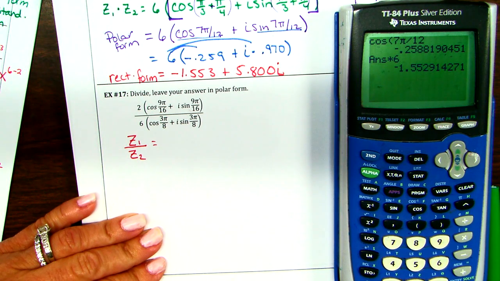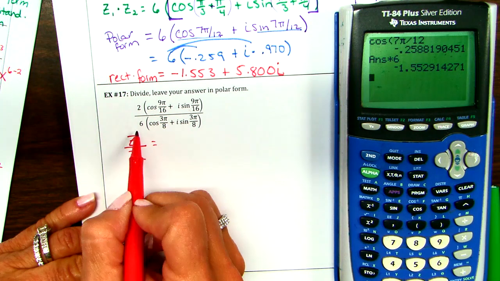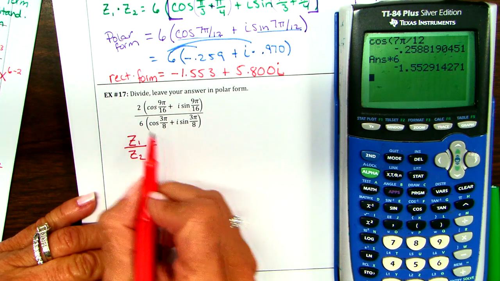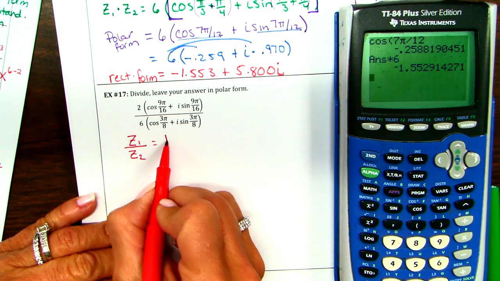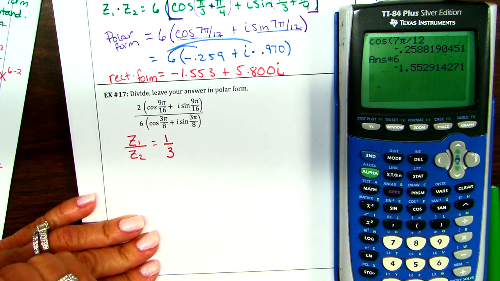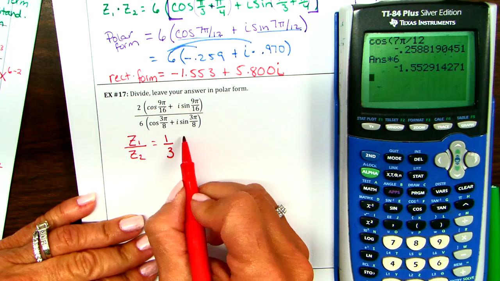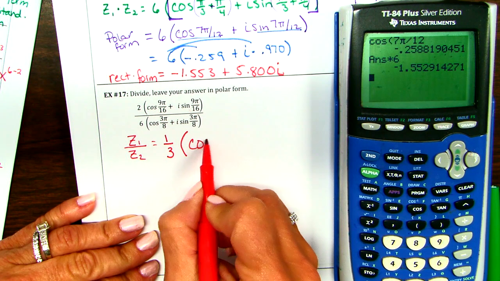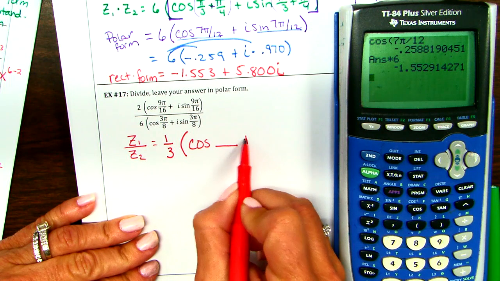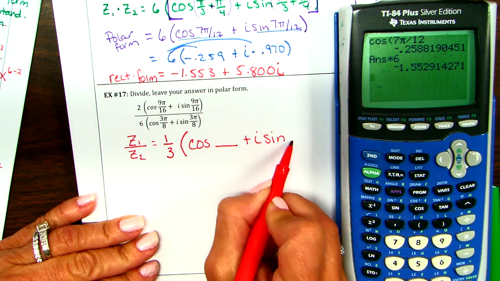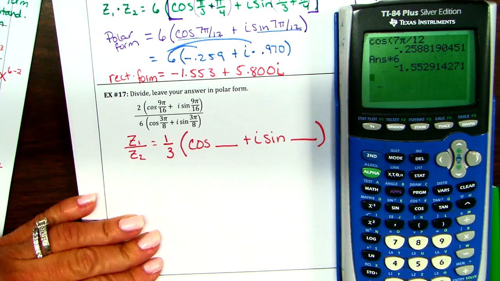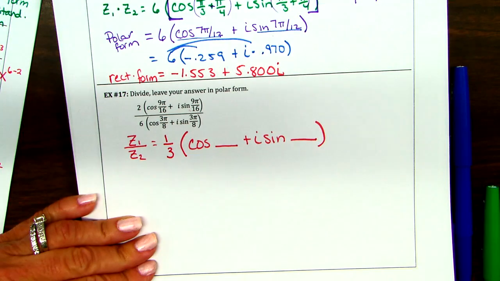Okay, so for division, we divide the radii, just like with multiplication, we multiply the radii. So 2 divided by 6 is 1/3. And then we're going to have cosine of something plus i sine of something. Now let's figure out what that something will be.